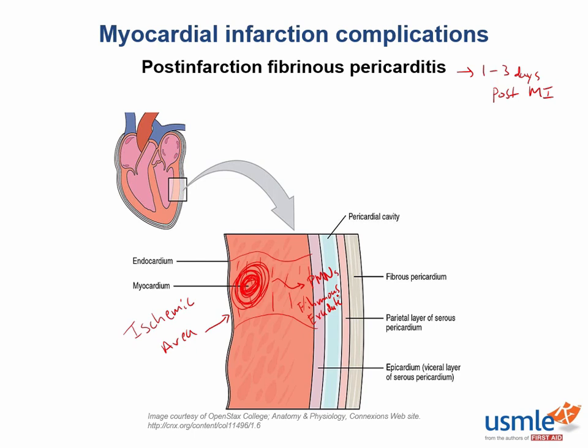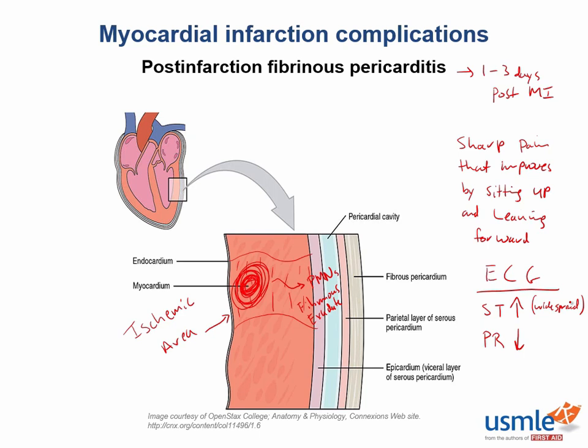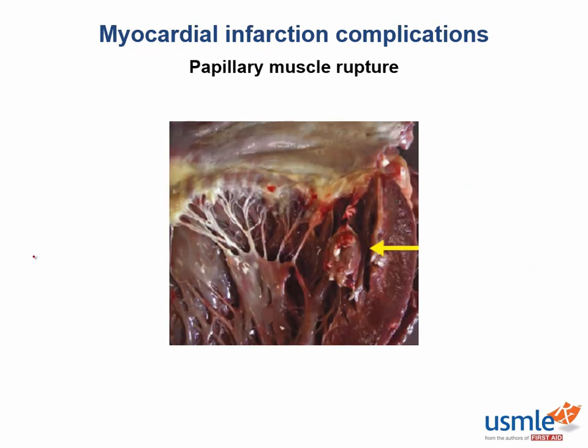So how will you determine that the patient has pericarditis? Well, the patient might describe sharp pleuritic pain that is alleviated by sitting up and leaning forward. On auscultation, you could hear a friction rub, and on the ECG, you may see widespread ST elevations and PR depressions. All of this is due to the inflammation within the epicardium, and you can see an example of this here.